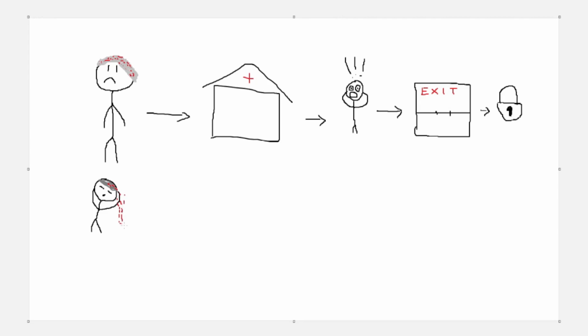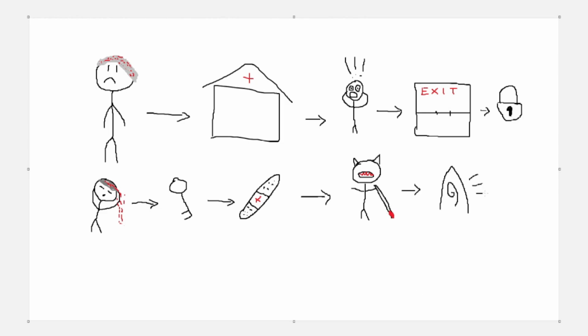In order to leave, you have to find a key, but you also have to keep bandaging yourself or else you bleed out. To make things worse, there's a demonic creature roaming around the halls, but he's blind. His hearing, on the other hand, is really good, so don't make any noise.